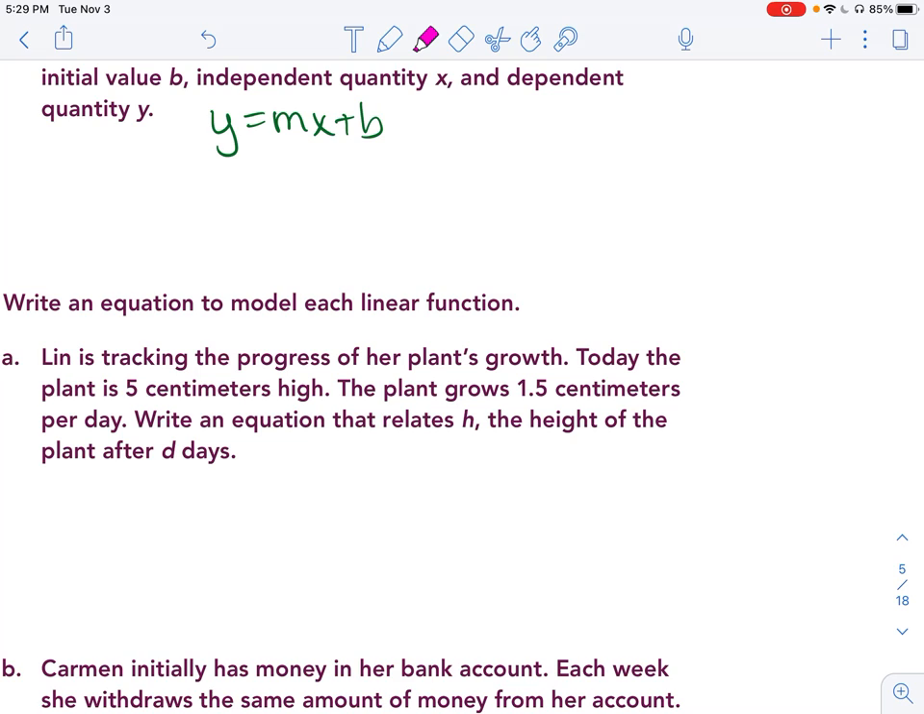So Lynn is tracking the progress of her plant's growth. Today the plant is 5 centimeters high. So that is important information right there. The plant grows at 1.5 centimeters per day. So that's important information right there. Write an equation that relates h to the height and d after the days.